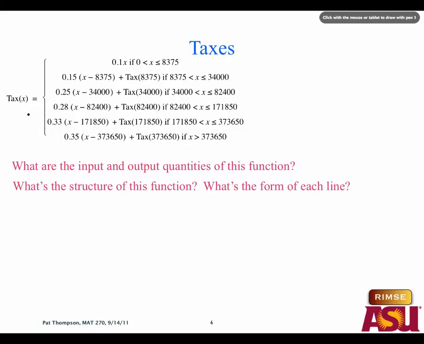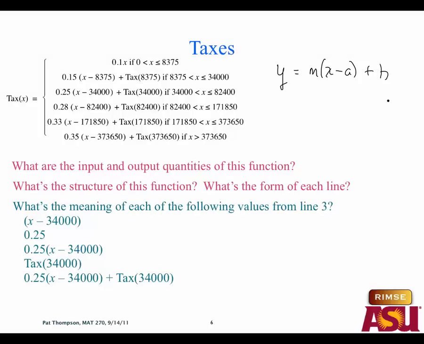So the structure of this function is what we've been working on, right? Piecewise. That's how the progressive tax rate kind of comes out as a function. It comes out as a piecewise function, and the form of each line is point slope, the familiar slope form that we learned earlier this week. So you've got to recognize that every piece of this piecewise function is our point slope linear form.